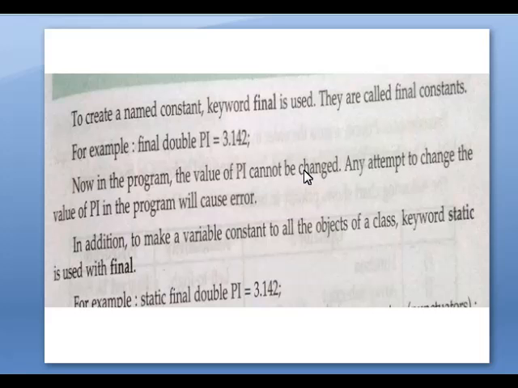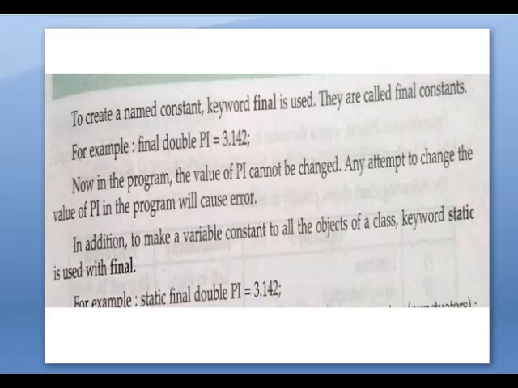So they are called final constants. For example, final double pi equal to this. Now in the program, pi cannot be changed because it is a named constant by using the keyword final. In addition, to make a variable constant to all the objects of a class, the keyword static is used with final. See the example, static final double pi equal to 3.142.